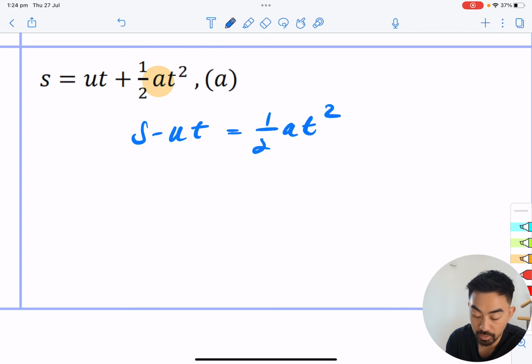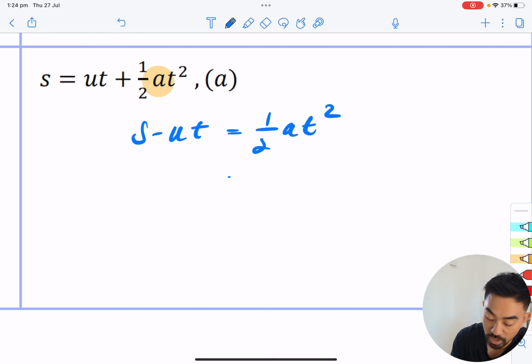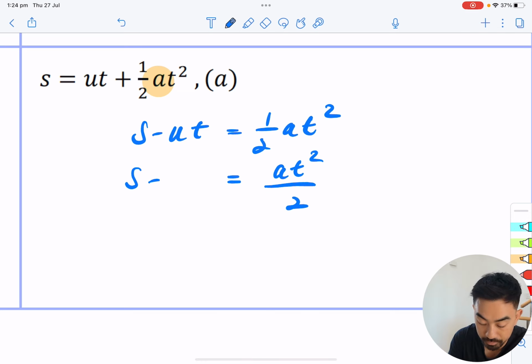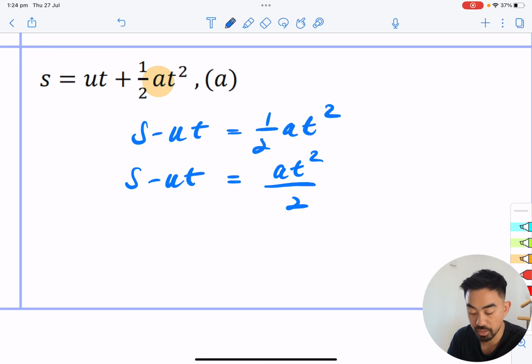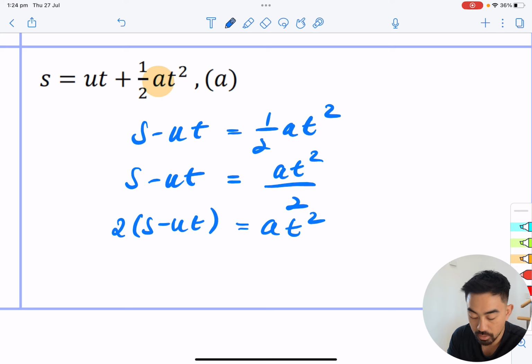Okay, now I see a lot of people get confused about this half at squared. You can also write that as at squared over 2, just to simplify it into one fraction. So it's s minus ut over there. Once again, you want to get rid of the denominator, so 2 outside of s minus ut is equal to at squared. You can expand it if you like, but it's not really necessary right now.